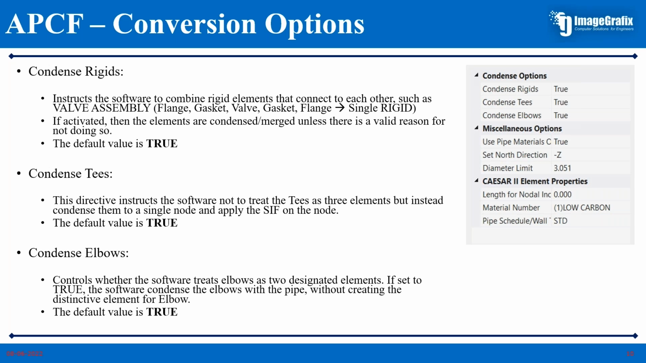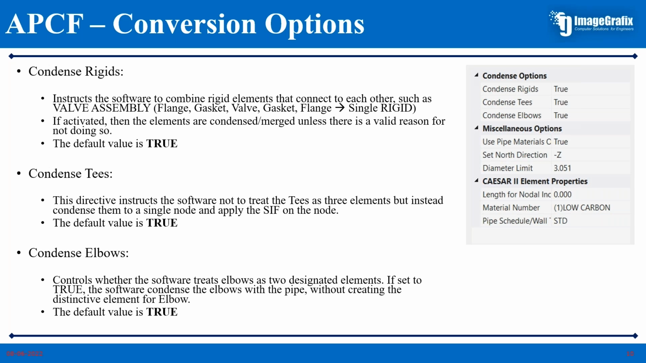No, I don't want to have it as a single element. I want to have it as flange, valve, flange, so that I can even perform flange evaluation checks and other things in CAESAR. Then I can make condense rigids false. Then when converting, CAESAR II will create a flange element, a valve element, and a flange element. So that's how CAESAR II will be creating it under condense rigids.